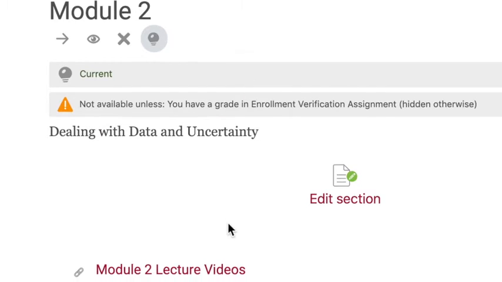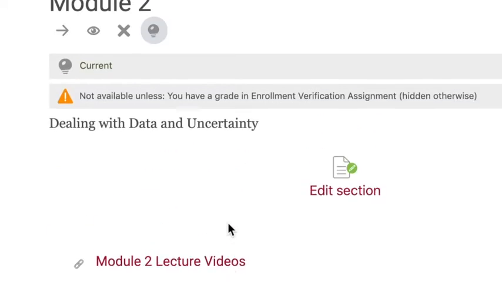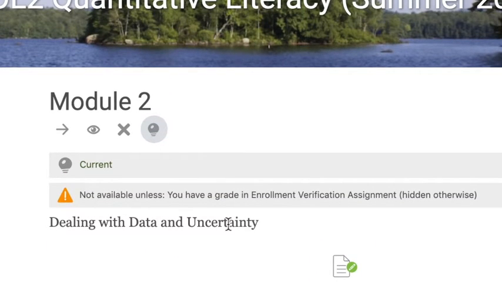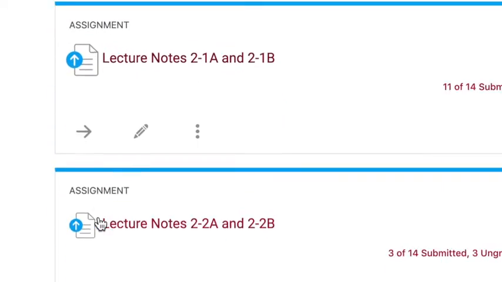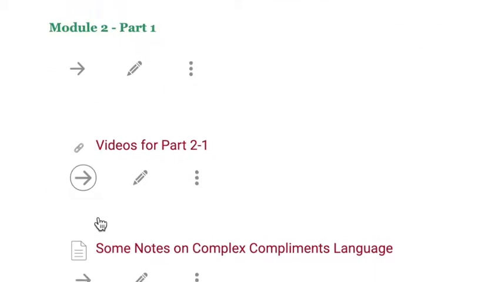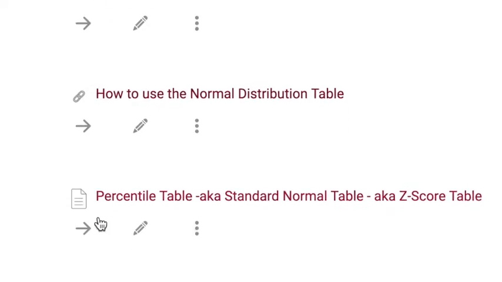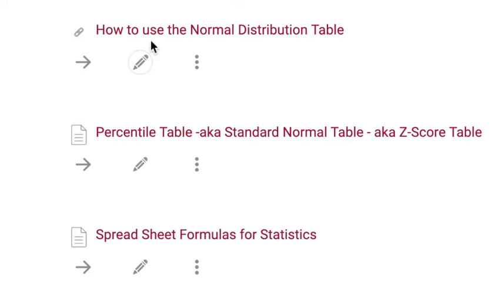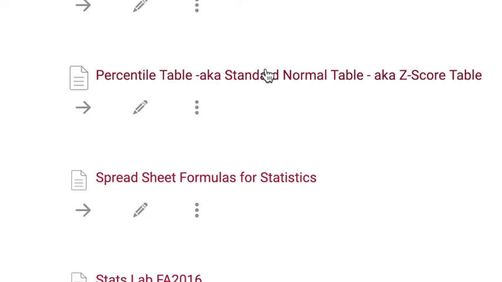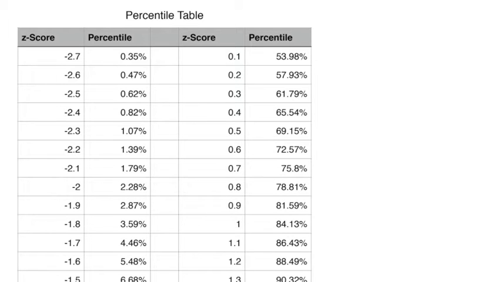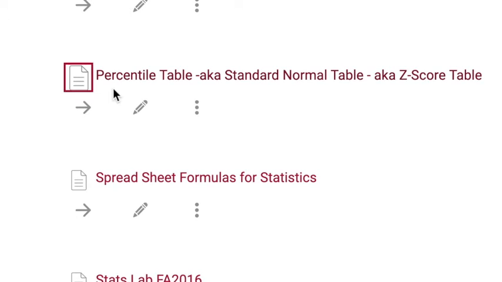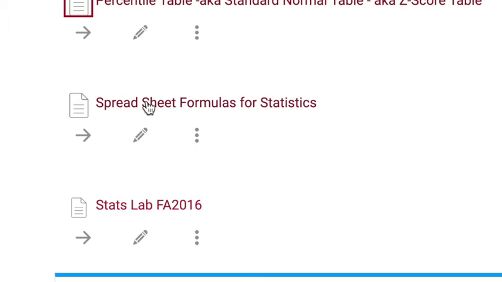Standard normal table and formulas for the spreadsheet's version of the normal table. Under Module 2, scroll down below where the notes are submitted, past Part 1 and past Part 2. And in Part 3, you will find how to use the normal distribution table. It's just a little video on it. You will find the percentile table here. So if you click on this, it'll take you to the percentile table. And below that is the spreadsheet formulas.